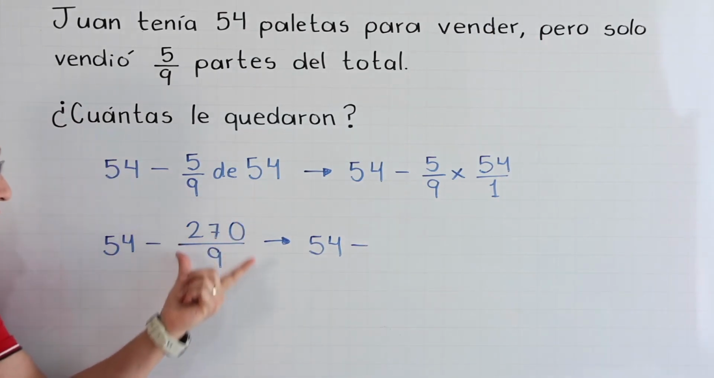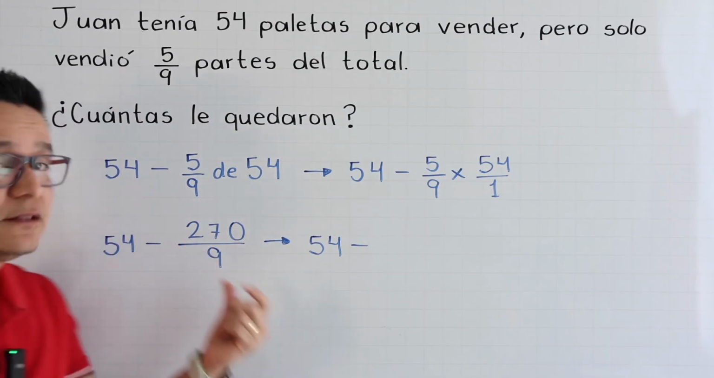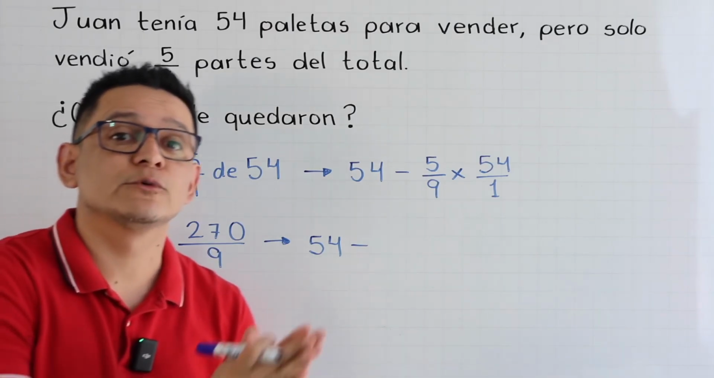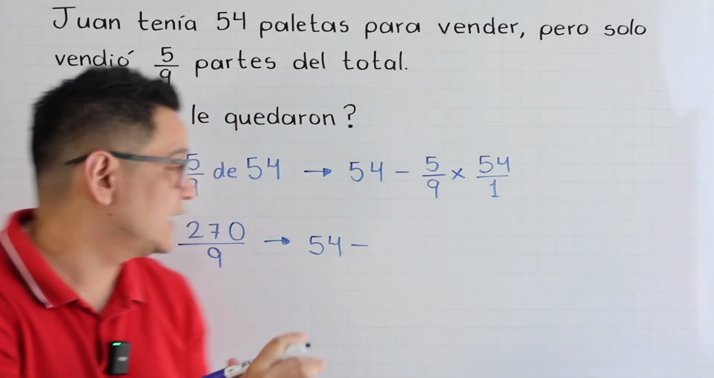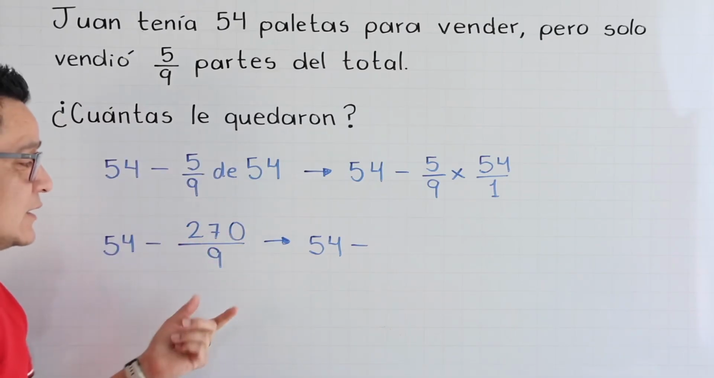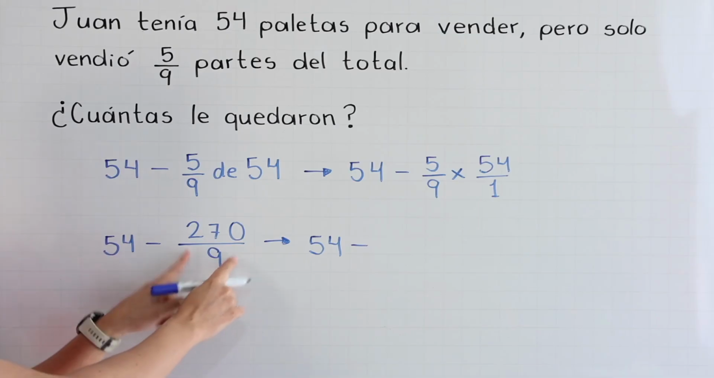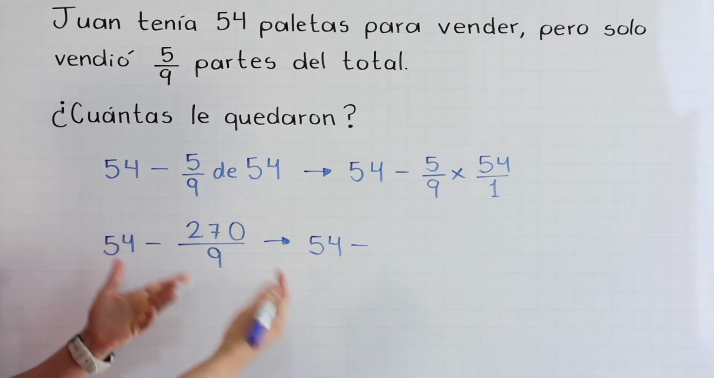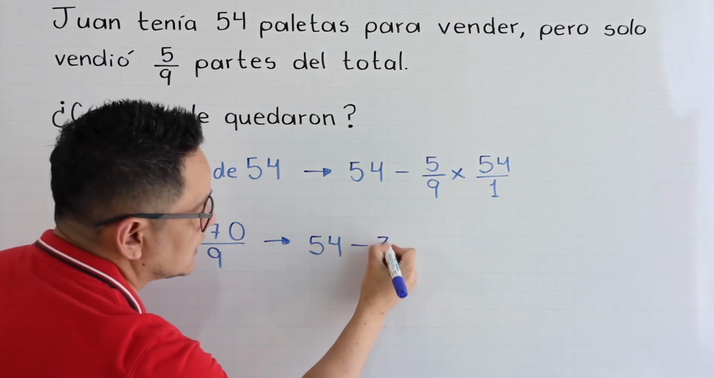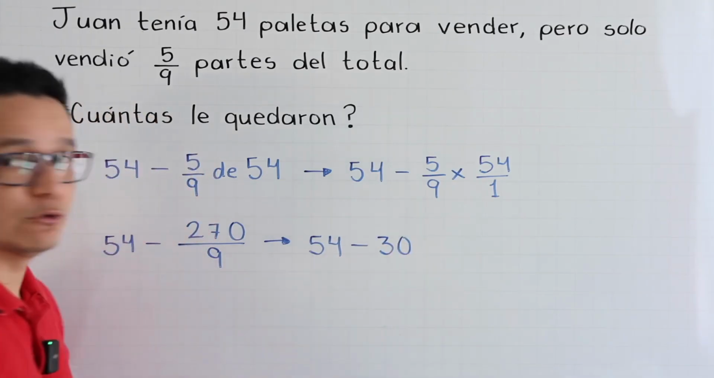In case the result of this isn't a whole number, we can just leave it as a simplified fraction. But I want you to see that here it will be a whole number, right? Since 27 divided by 9 gives me 3, this means that 270 divided by 9 will give me 30, right? So here we have 54 minus 30.